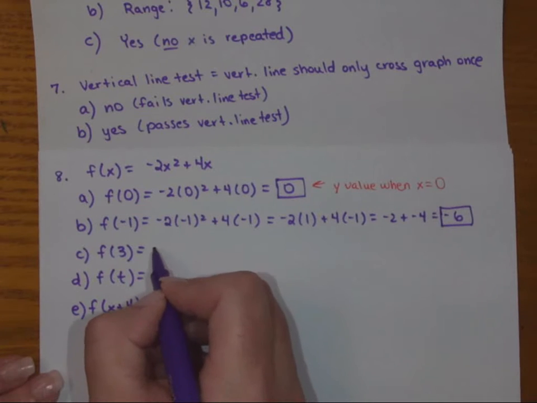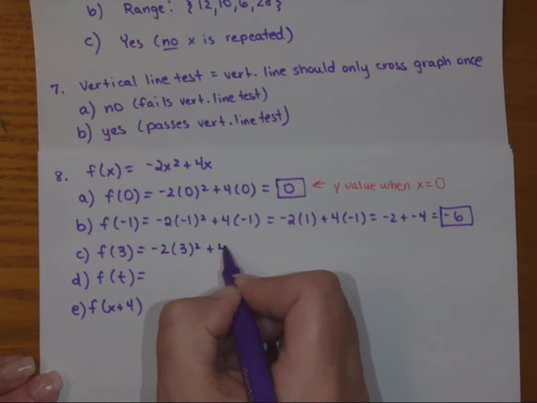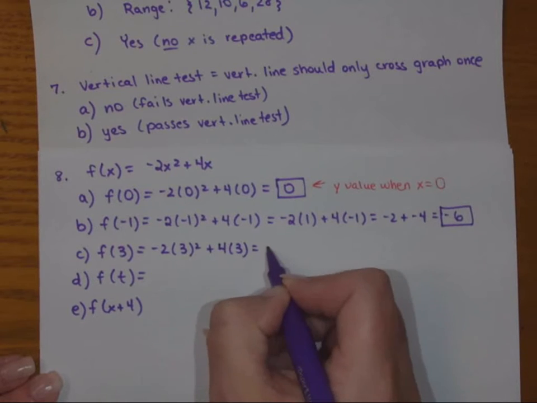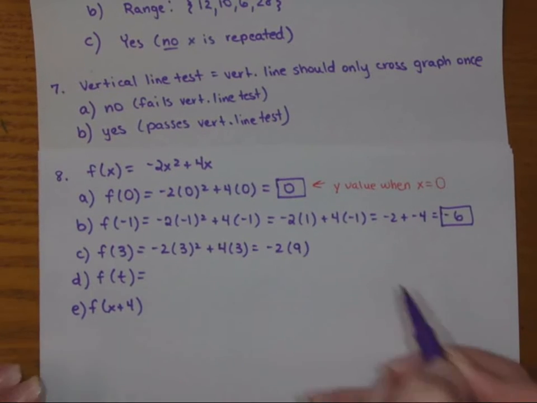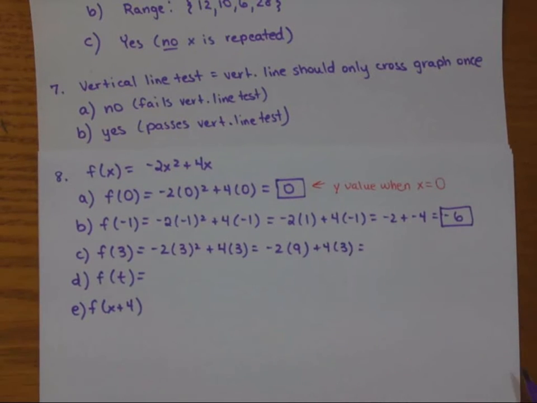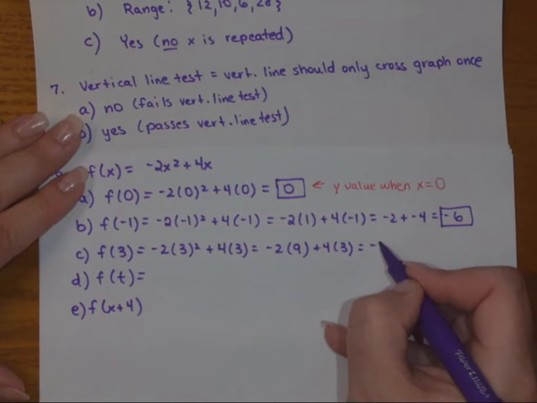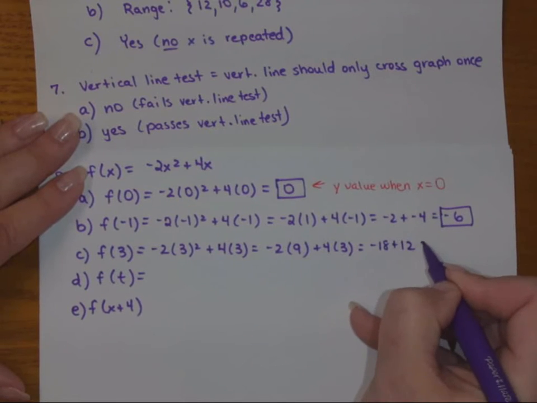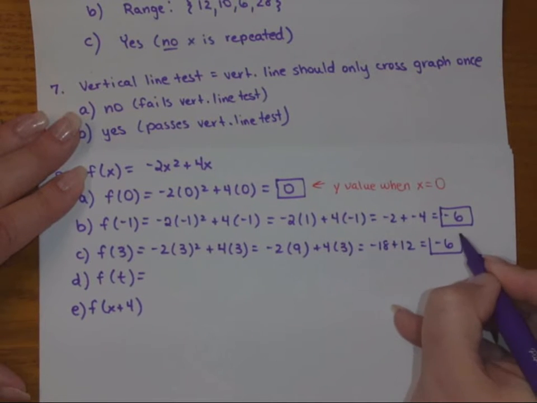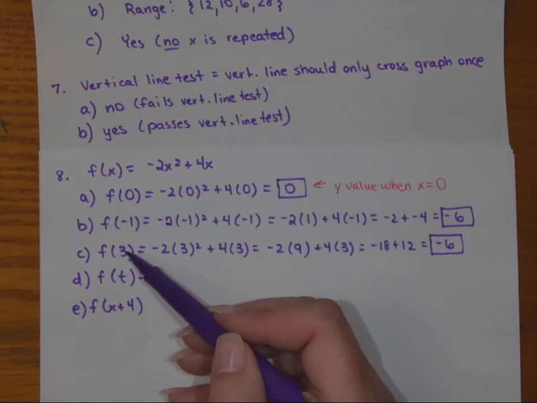Okay, what about f of 3? So negative 2 times 3 squared plus 4 times 3. So again, we want to do exponents first. So negative 2 times 3 squared, which is 9. And then we'll go back and do the multiplications. So we get negative 18 plus 12, which is also negative 6. By the way, remember, that doesn't make it not a function. We repeated a y value, but we did not repeat an x value.